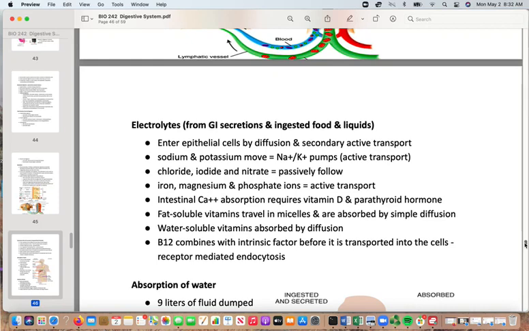The fat-soluble vitamins, they're going to travel in micelles and be absorbed by simple diffusion. The water-soluble vitamins are absorbed by diffusion. And then B12 is going to have to combine with the intrinsic factor before it's transported into the cells. And it will use receptor-mediated endocytosis.